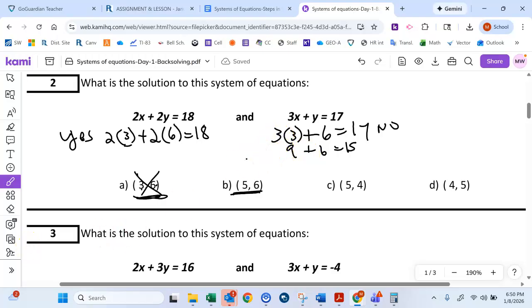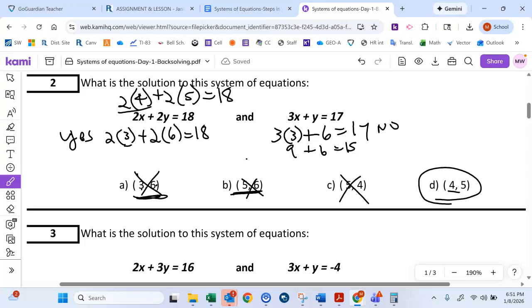Okay, if you went through this one carefully, you would see that D is the correct answer, again, because 2 times this 4 for the x plus 2 times the y, which is 5, is equal to 18. If you put it in your calculator, this is 8. 8 plus 10 is 18, so that checks, so that's good.